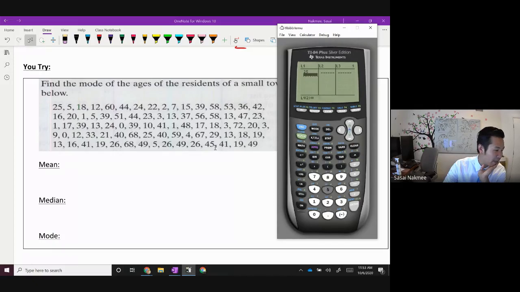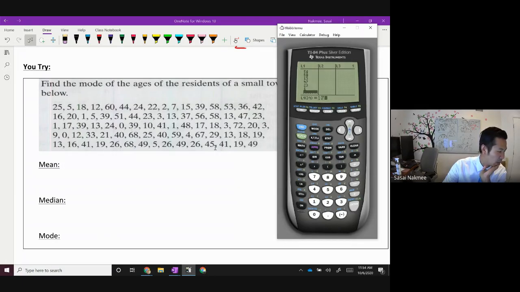So 25, 5, 18, 12, 60, 44, 24, 22, 2, 7, 15, 39, 58, 53, 36, 42, 16, 20, 1, 5, 39, 51, 44, 23, 3, 13, 37, 56, 58, 13, 47.